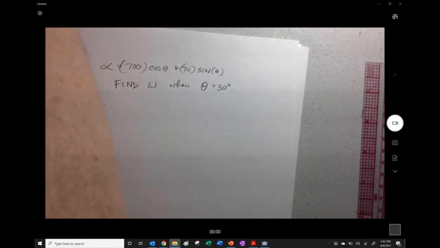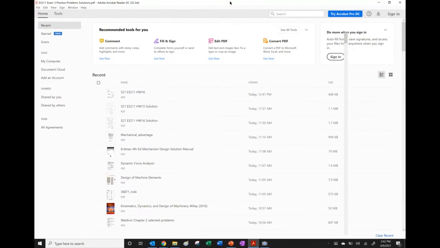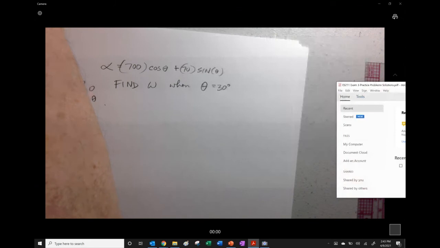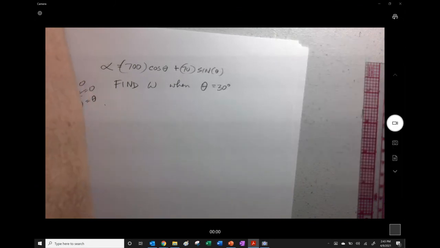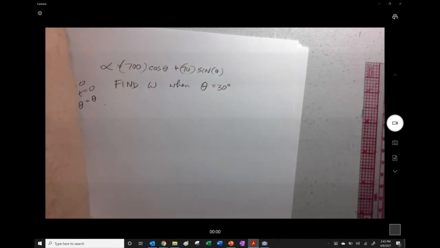Let's see here. I believe if I were going to do this off the top of my head, come on. It's not responding. You bastards. Respond, damn you.